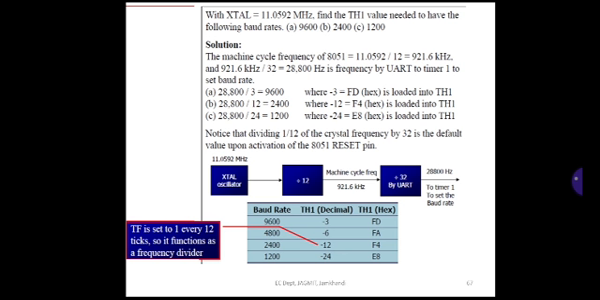This goes to timer 1 to set the baud rate. The table shows that for a baud rate of 9600, you have to load the decimal value minus 3 or hexadecimal value FD. Similarly, for 4800 minus 6 or FA, 2400 minus 12 or F4, and for 1200 minus 24 or E8. TF is set to 1 every 12 ticks, so it functions as a frequency divider.